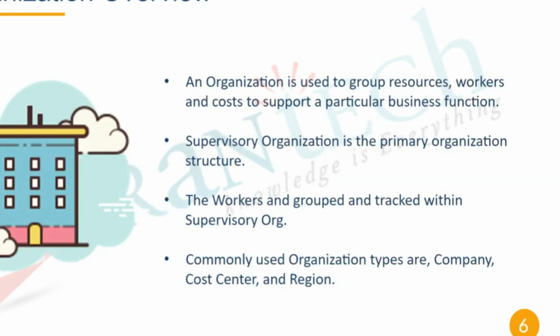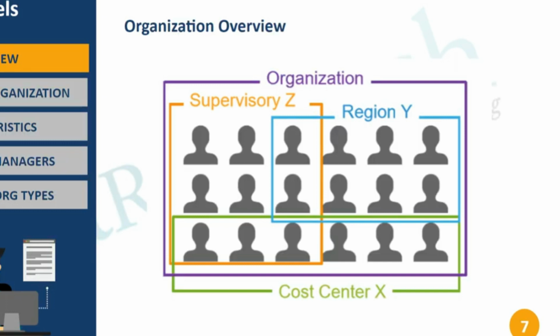An organization is used to group resources, workers, and costs to support a particular business function. The supervisory organization is the primary organization structure in Workday. Workers are grouped and tracked within the supervisory organization. Some key points about organizations. Supervisory organizations are the foundation of HCM in Workday. Workers are grouped and tracked within supervisory organizations. Commonly used organization types are company, cost center, and region.